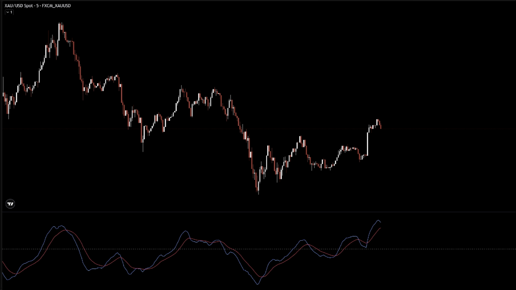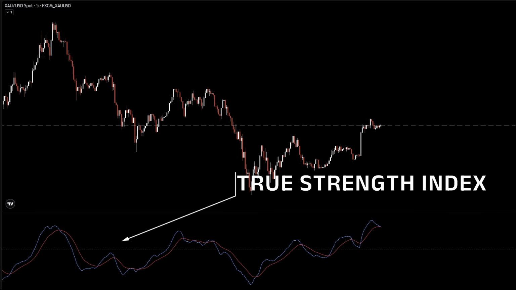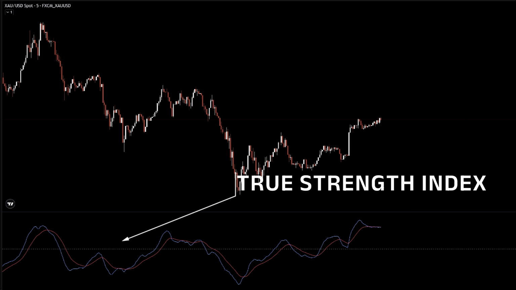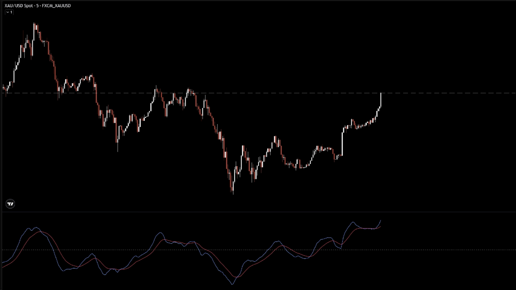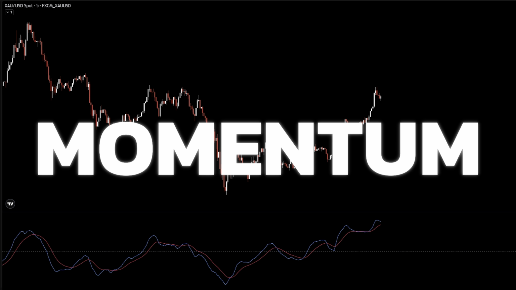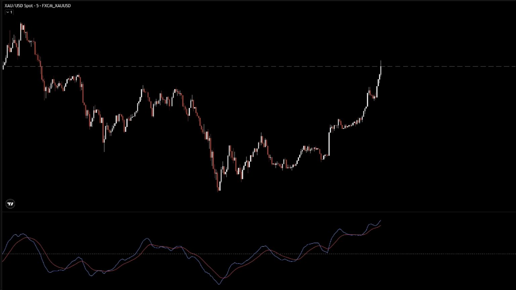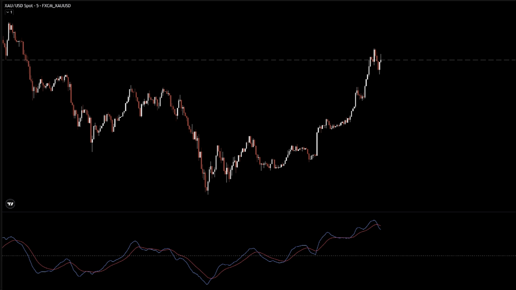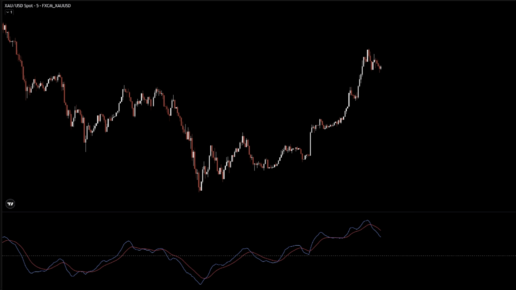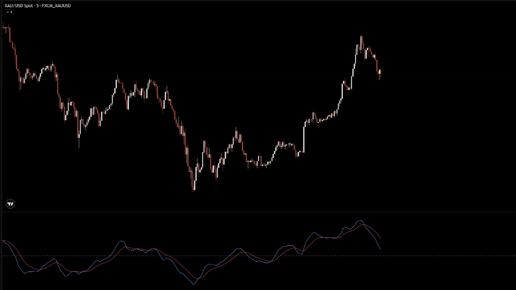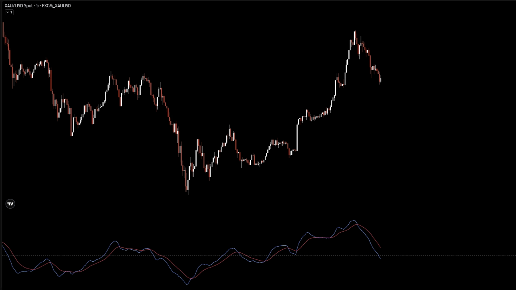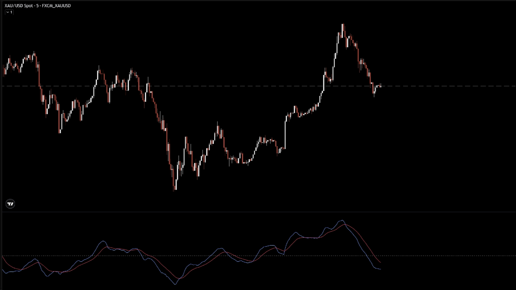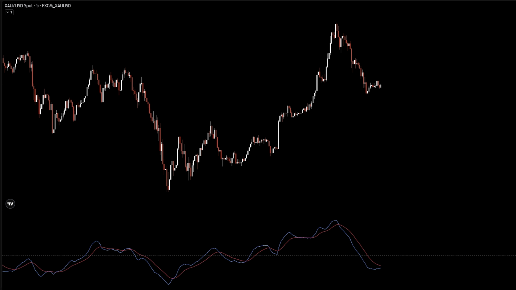Look below the chart. This is called the True Strength Index. And no, this is not another RSI. It's completely different. The True Strength Index measures momentum by comparing recent price changes to overall price changes. Then it double smooths the data to filter out noise. What you are seeing is the actual strength behind price movements in the forex and commodities trading markets, not just whether price went up or down.